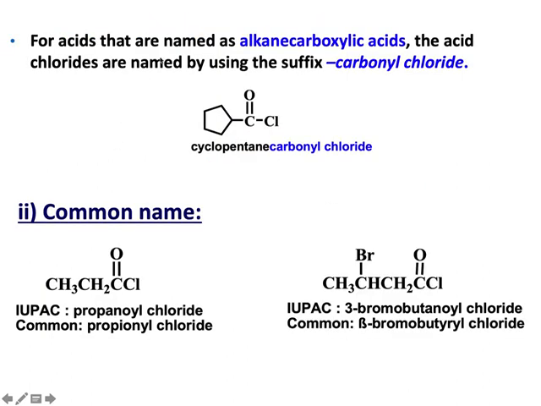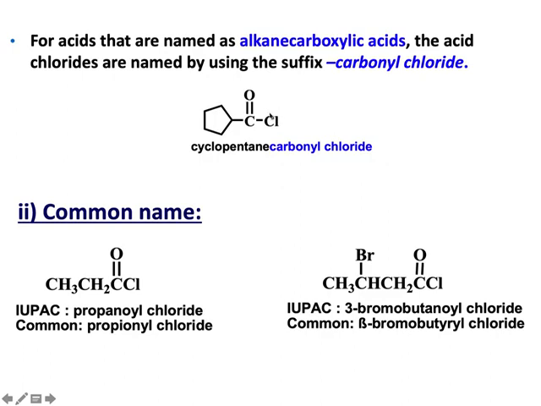Okay, acid chloride is named as alkanecarboxylic acid if the acid chloride suffix is carbonyl chloride. So it means this carbonyl is attached to the cyclic group and bonded with Cl. So the name becomes cyclic first and followed by the parent name. So the parent name is carbonyl chloride.